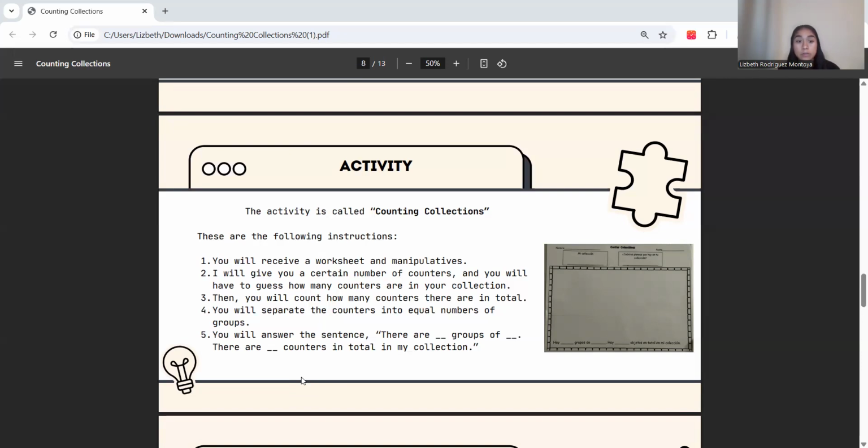After that, you will separate the counters into equal number of groups. And once you separate them into equal number of groups, you would answer the statement that is on the bottom. The statement says, there are blank groups of blank. There are blank counters in total in my collection. So that is how you would actually do this activity.